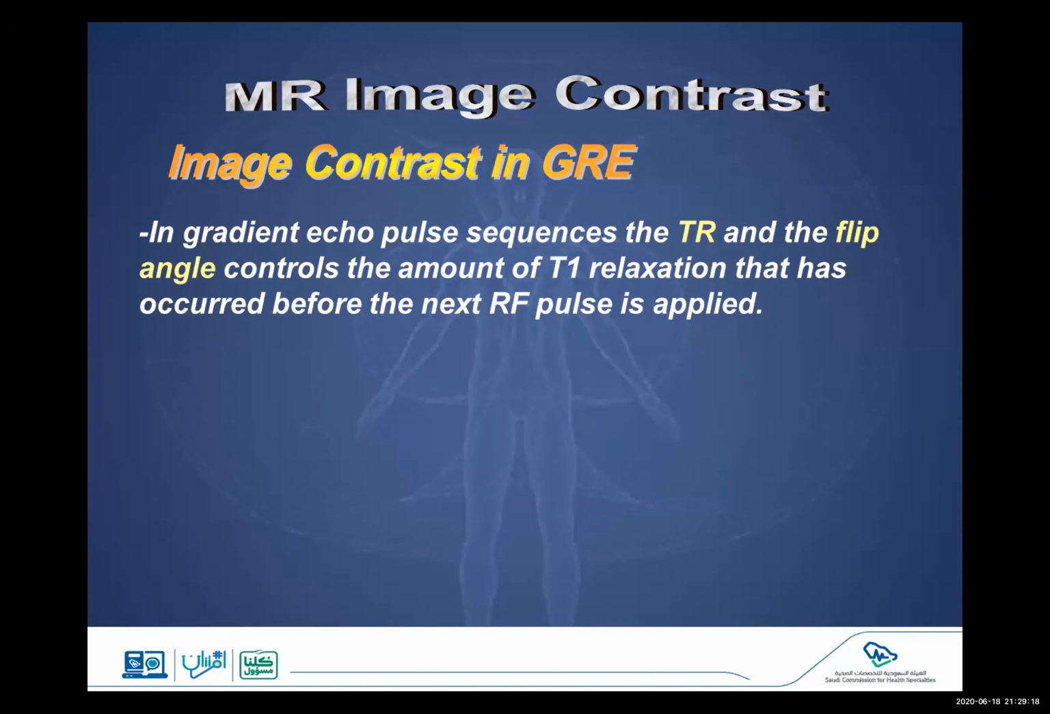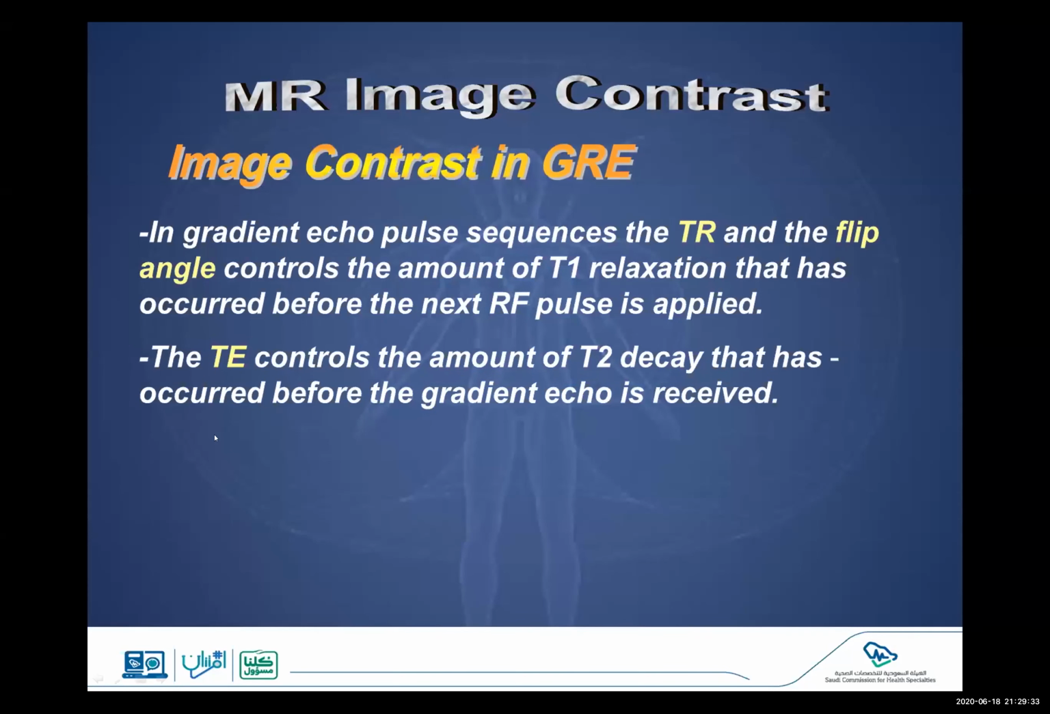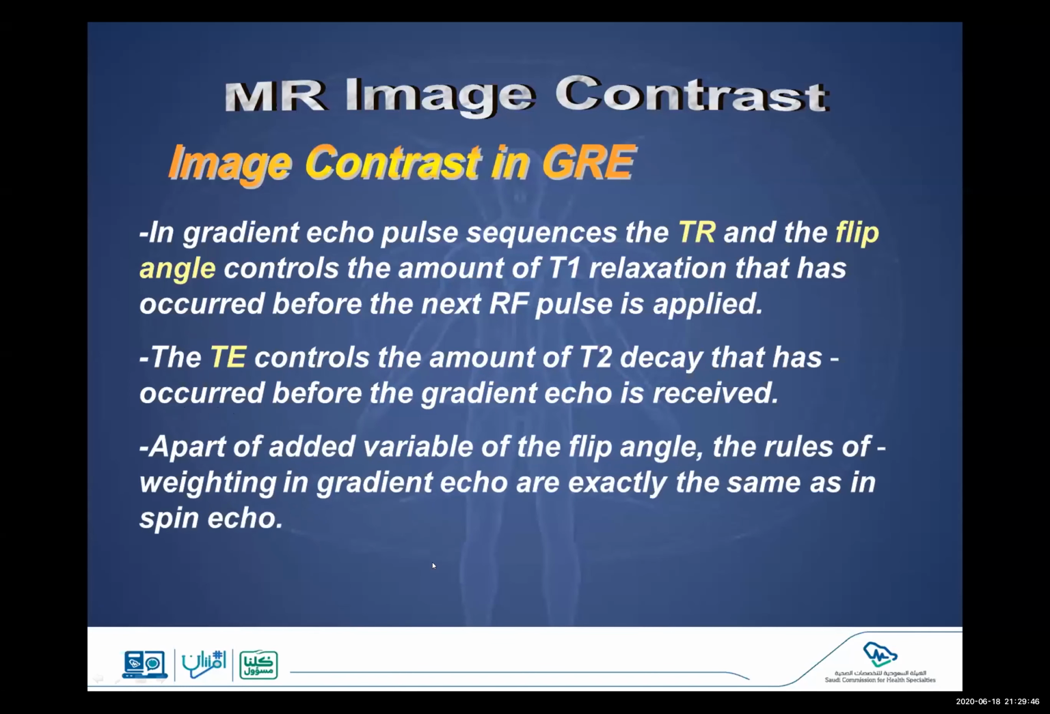I have to give a large distance, so they cover 100 meters or 200 meters, to see which one is really faster. So we have TR and flip angle, both are important parameters in T1 weighted images. In TE and T2 weighted images, TE is the playing factor. So if I select my TE long, I can see more dephasing, and accordingly I'll be able to see better contrast. So apart from the added variable of flip angle, the rules of weighting in a gradient echo sequence are exactly the same as in a spin echo.